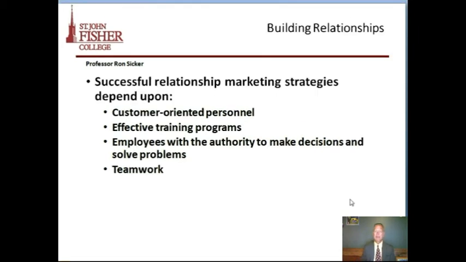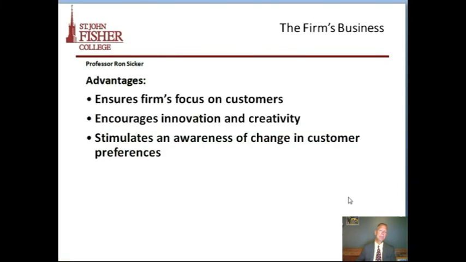So building those relationships, you can be customer oriented, you could be training oriented, you could be service oriented, what have you. But in order to build those relationships, the firm must be externally focused. In order to be externally focused, we've got to hire the best customer-oriented personnel. We've got to do training programs to make them customer-focused. We've got to give the lowest hierarchy the authority to make decisions and solve problems. We've got to work through teamwork. All those types of things are keys to the organization building relationships.